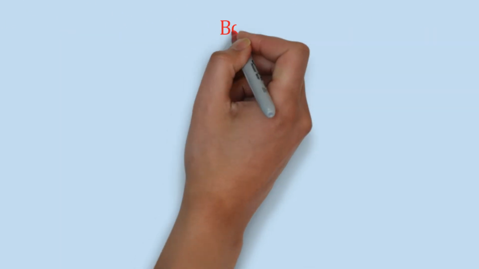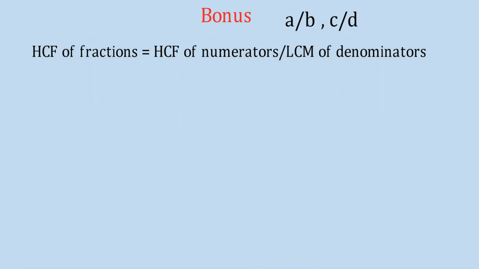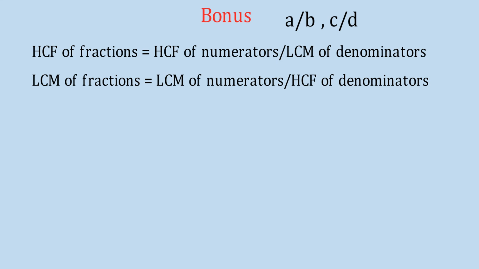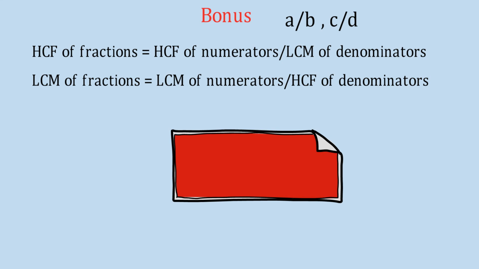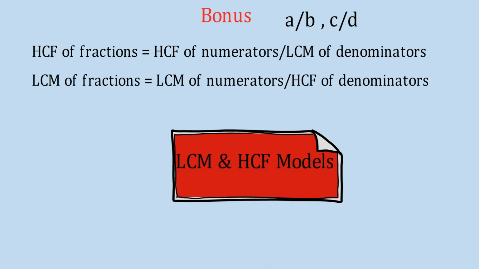So let us see a bonus concept. We have a fraction a by b and another fraction c by d. If we need to calculate the HCF of fractions, we know how to calculate the HCF and LCM of simple numbers, but what if we are asked to calculate the HCF of fractions? That will be given by HCF of numerators upon LCM of denominators. And similarly, LCM of fractions equals LCM of numerators upon HCF of denominators.